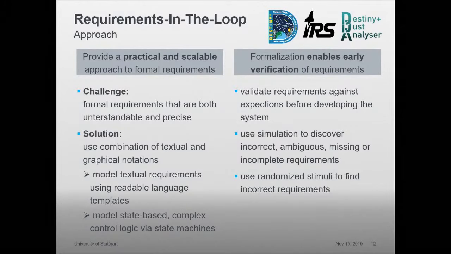The second element is that the formalization enables an early verification of requirements. That means validate requirements against expectations before developing the system. So you simulate your requirements before you start to write the software. We use a simulation to discover incorrect, ambiguous, missing, or incomplete requirements. And we use randomized stimuli to find incorrect requirements.